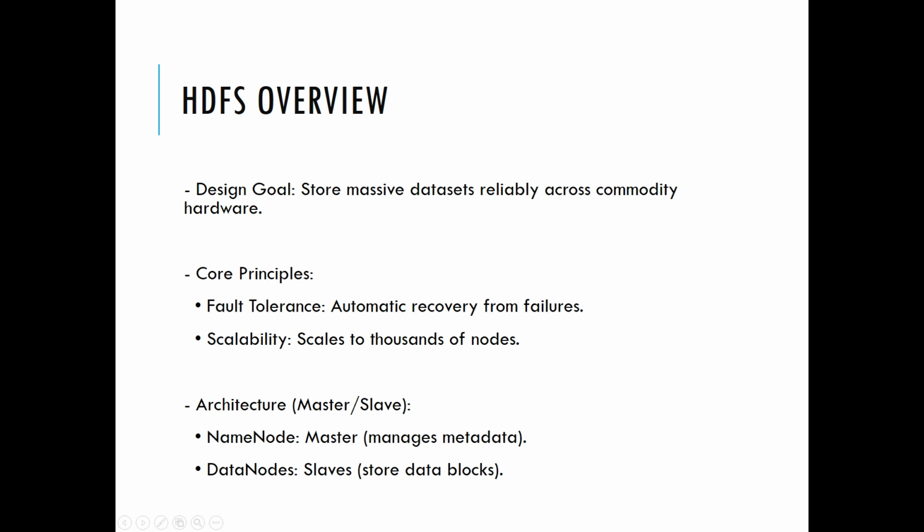HDFS follows a master/slave architecture. The master node is called the NameNode. It manages the file system metadata, such as the directory tree and the mapping of files to blocks. The slave nodes are called DataNodes, which store the actual data blocks. This architecture allows for efficient management and distribution of data.